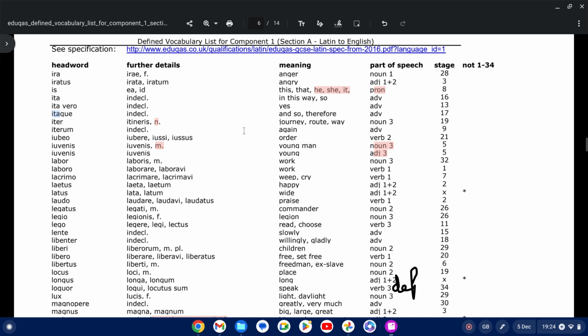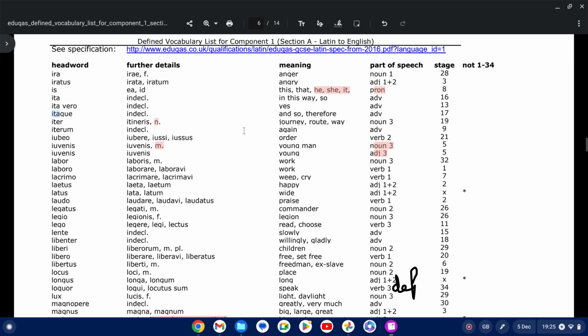For example, if I was to say I order the slave to prepare food, iubeo, there's your verb. Servum, accusative, a slave or the slave. Parare, infinitive, to prepare, and then cibum, food. It's just like the English.